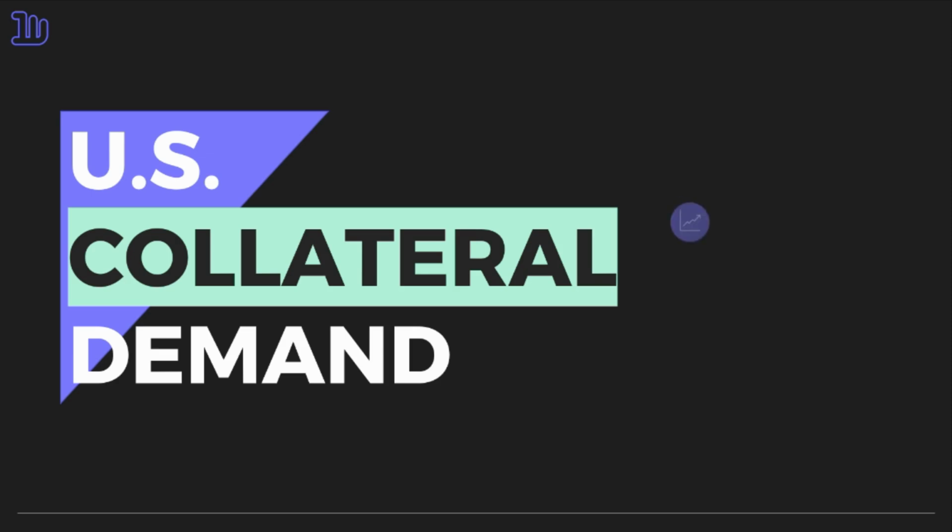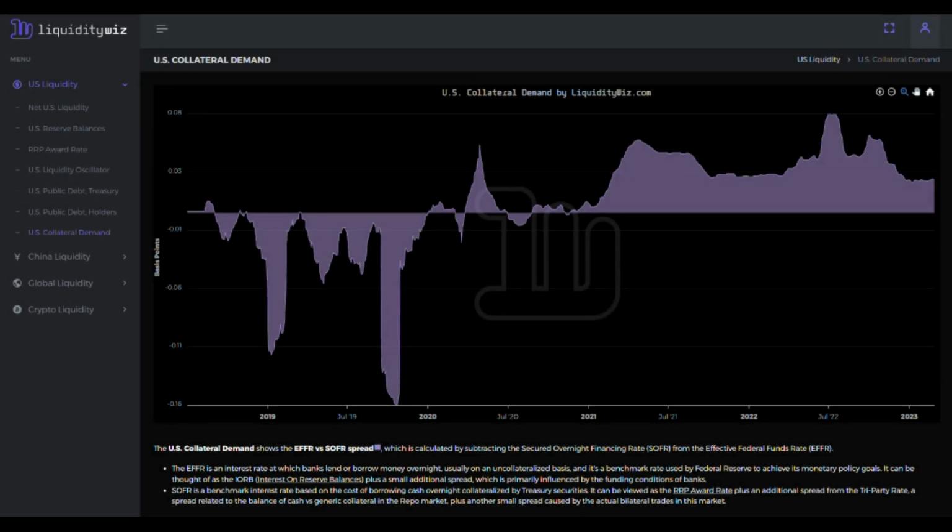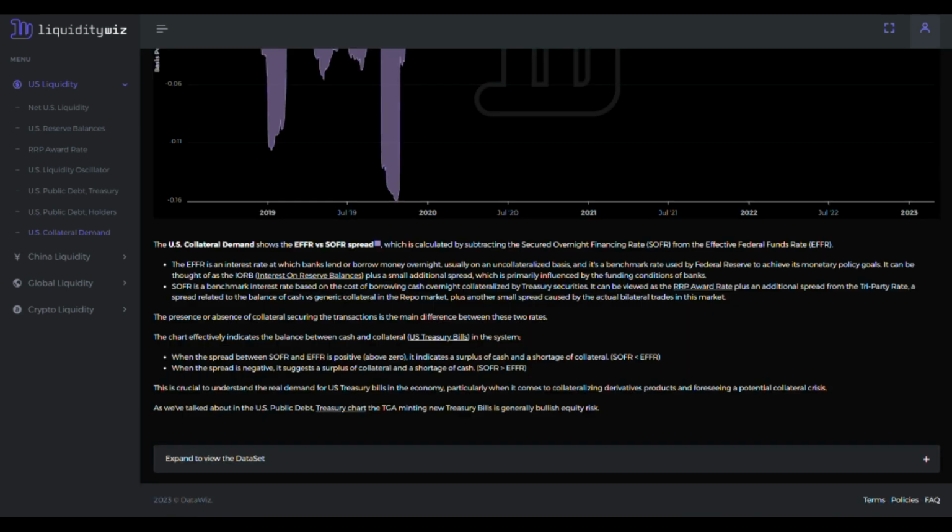Today, we take a look at the EFFR versus SOFR spread chart, which we call US collateral demand in the dashboard. Let's get straight into it. Okay, so here in purple, you can visualize the spread between these two benchmark rates, which is calculated by subtracting the secured overnight financing rate, or SOFR, from the effective federal funds rate, or EFFR. Down here, you have a pretty convenient explanation of how these two rates work and what they're used for. Let's get through it together.